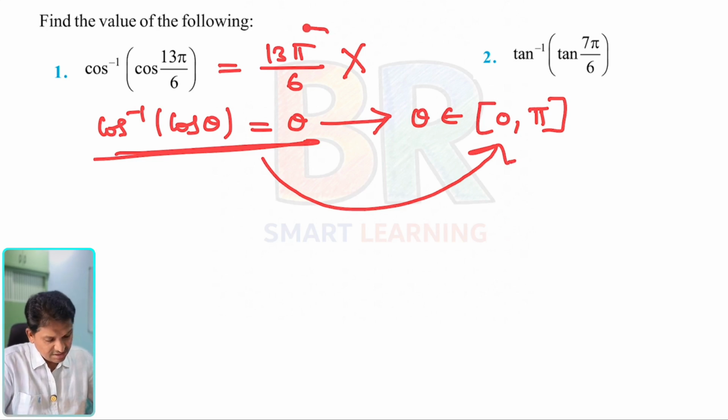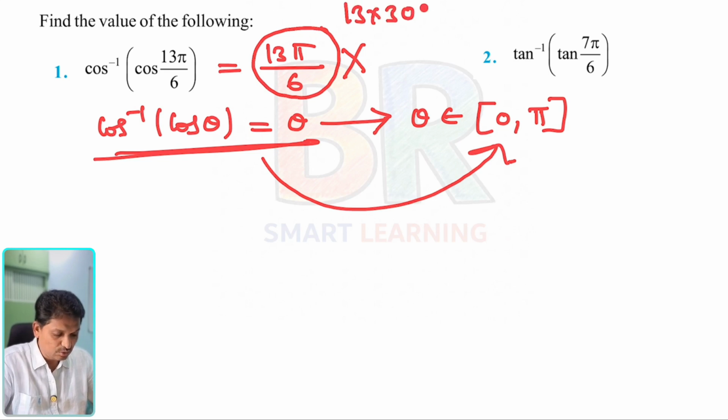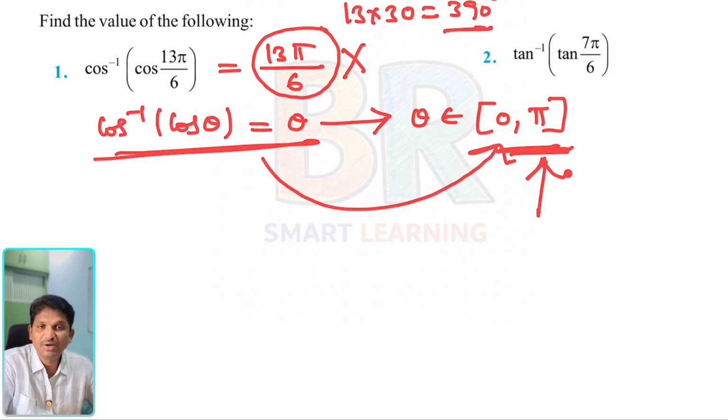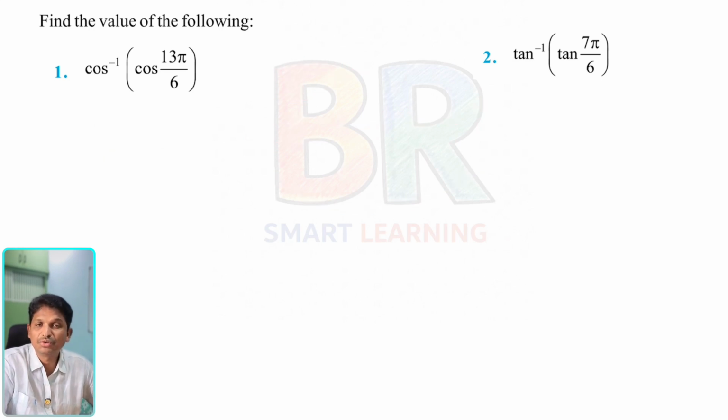What is 13 pi by 6? Pi by 6 is 30 degrees. 13 into 30 degrees is 390 degrees. 390 degrees is not in this interval, so you cannot write it directly. Hope you are understanding. 13 pi by 6 is not in this interval. That's why we cannot write 13 pi by 6 directly. So how to solve this problem?